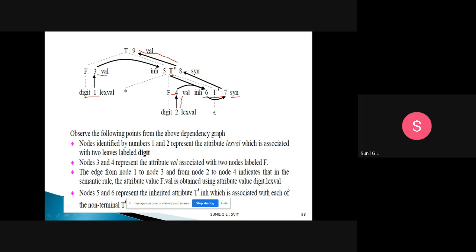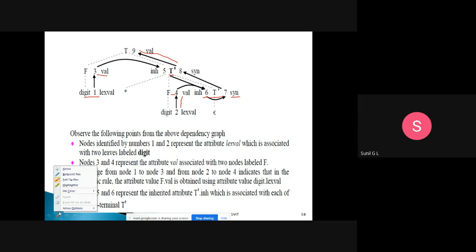So this is the last node. Like that, the data is passing from one node to another node, and finally it will end with the ninth node. So this one we will call node 5, and 6 represents the inherited attribute t dash dash, which is associated with each of the non-terminals. So it means the data is passing from here, the data is passing from here 1. Like this it will come, then after that it will come here, then it will join, and after that it goes like this. In addition to that, here also data will come and join.